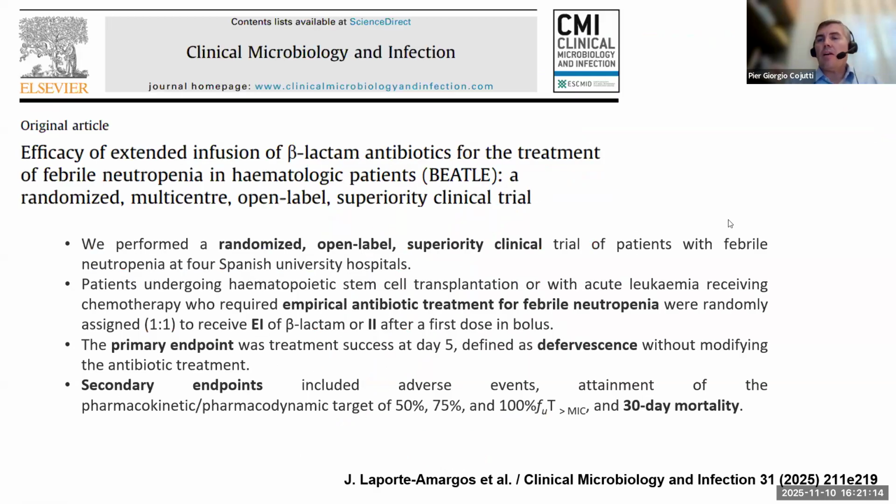Very recently, at the beginning of this year, a clinical trial called the Beetle trial was published in Clinical Microbiology and Infection. The authors randomized and compared extended infusion and intermittent infusion of beta-lactam antibiotics: meropenem, piperacillin-tazobactam, and cefepime. The primary endpoint was treatment success at 7 days without modifying the antibiotic treatment. Secondary endpoints included adverse events and 30-day mortality.